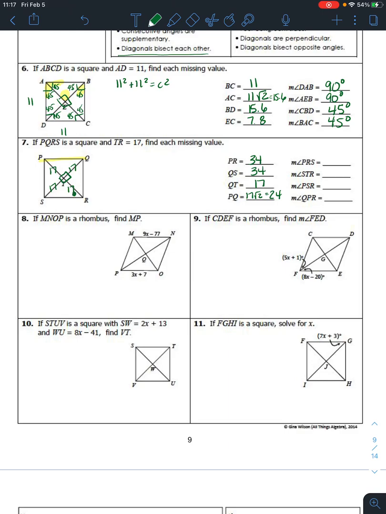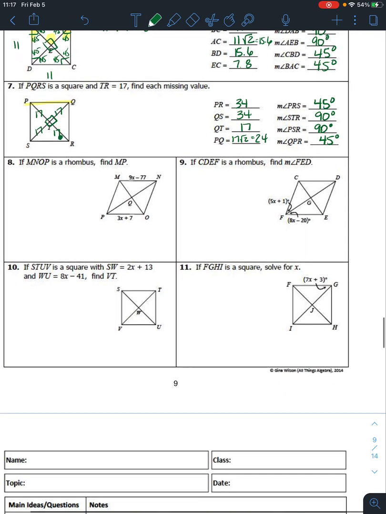So PRS is this angle right here, which is 45 degrees. STR is 90 degrees because that's where the diagonals meet. PSR is 90 degrees because that's the corner of the square. And QPR is 45 degrees because it has been bisected.